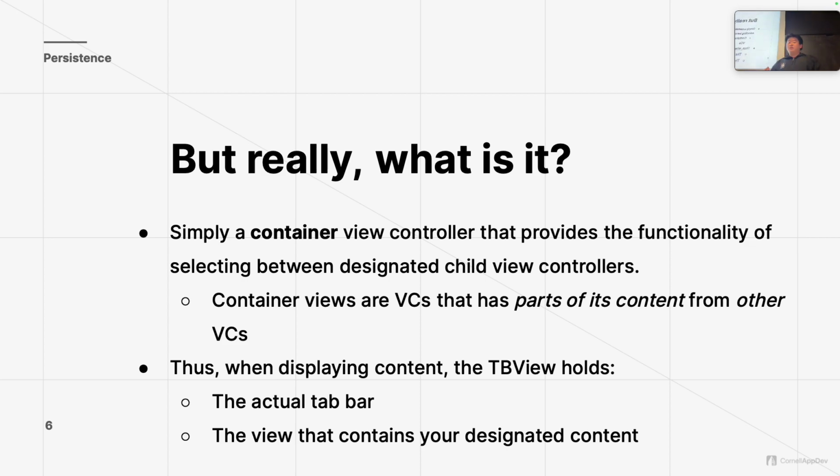And all the container views are view controllers that have parts of their content from other views. So you have this main page with the tab bar underneath, and you can navigate between the view controllers using the tab buttons below. When you're displaying content, the tab bar actually holds the bar on the bottom, as well as the views of your designated content, depending on what you select in the bottom bar.